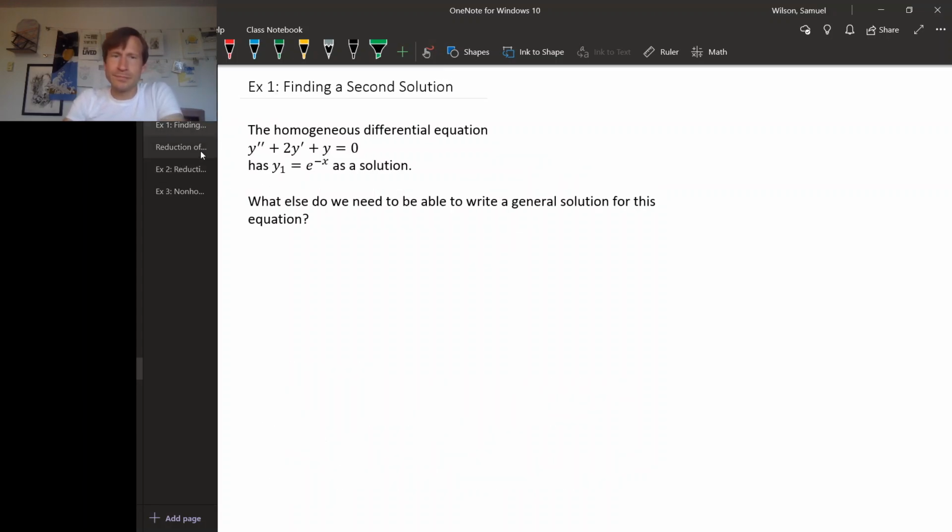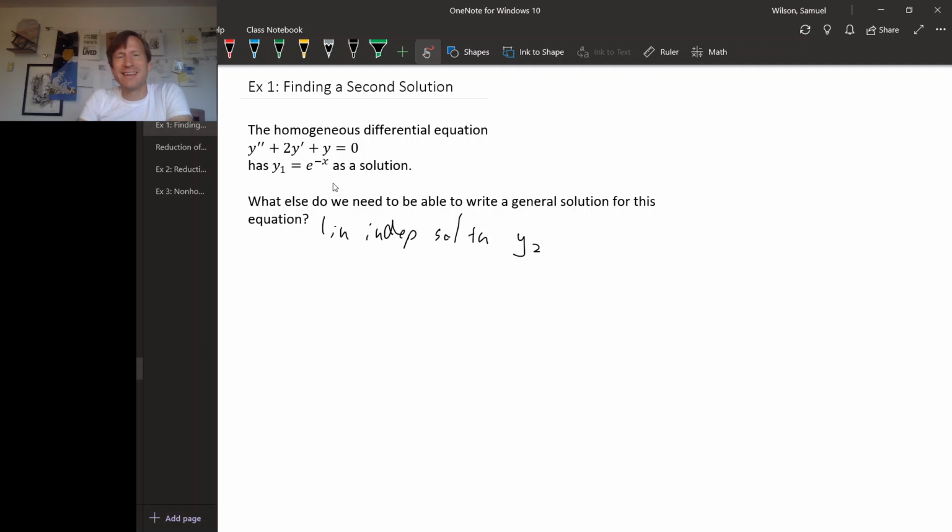So here's an example. y double prime plus 2y prime plus y equals 0, and this has as a solution e to the minus x, so you can check that if you want. So let's see what else we need to write a general solution for this equation. Well, based on our plan from the last slide, what we need is just one more linearly independent solution, y2. And since we don't really have general techniques for finding solutions to a differential equation, we kind of have to make a guess.